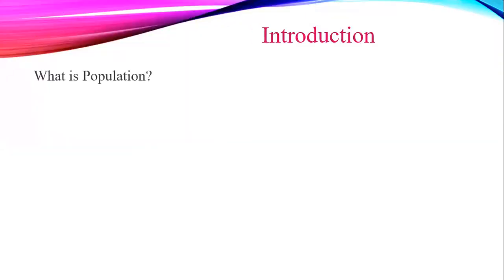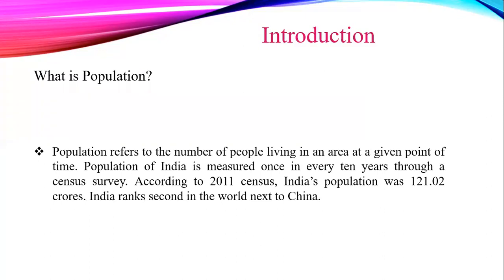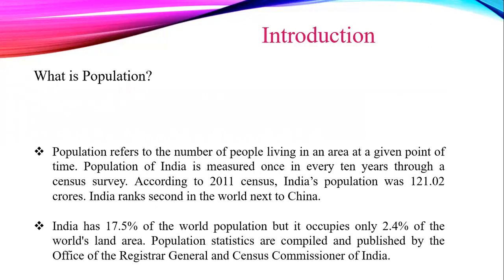Now, what is population? Population refers to the number of people living in an area at a given point of time. The population of India is measured once in every 10 years through a census survey. According to the 2011 census, India's population was 121.02 crores. India ranked second in the world next to China. India has 17.5% of the world population, but it occupies only 2.4% of the world's land area. Population statistics are compiled and published by the Office of the Registrar General and Census Commissioner of India.